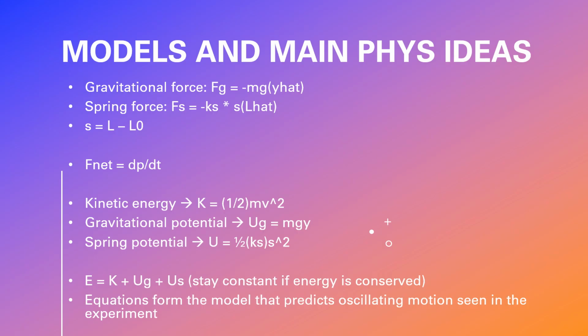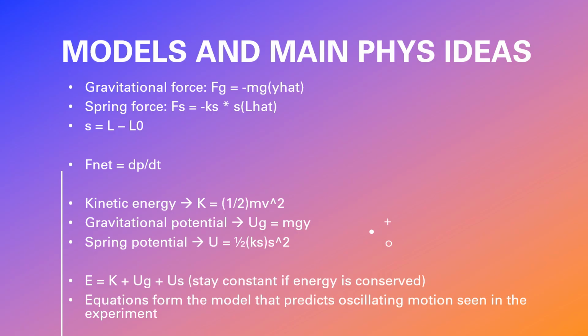The system is controlled by 2 main forces: gravitational force, which is given by negative mg y hat, and the spring force, which is given by negative ks times s times l hat, where s is the stretch from the relaxed spring length L minus L naught.